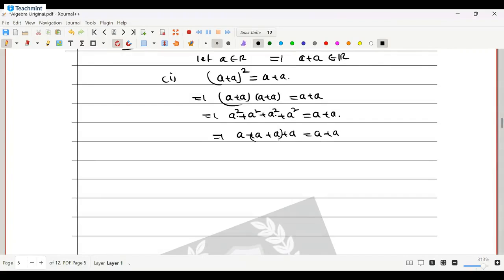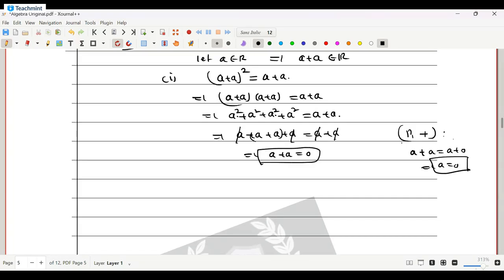Since R is a ring, it is associative. Since R comma plus is an abelian group, cancellation laws hold. So by the right cancellation law, these two cancel, and you will get a plus a is equal to 0. Indeed, if a plus a is equal to a plus 0, then a is equal to 0. So therefore a plus a is equal to 0, which implies 2a is equal to 0 for every a belongs to R. So statement 1 is proved.